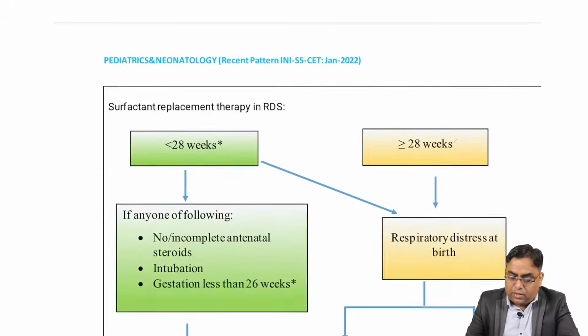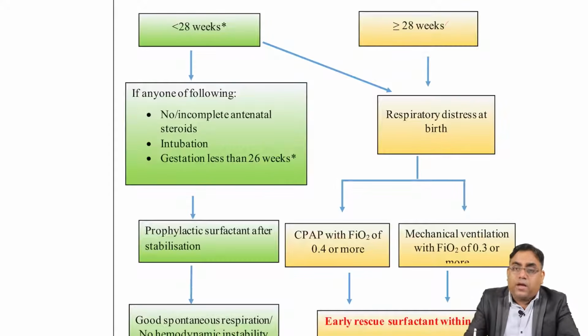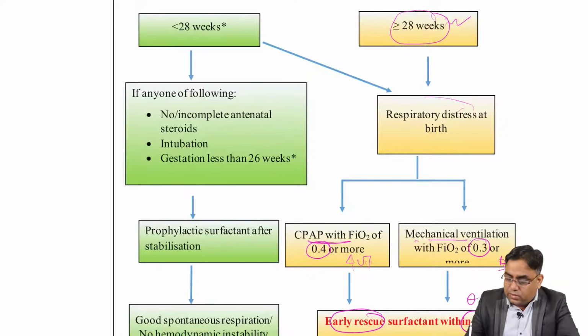Now coming to surfactant replacement therapy: if the gestational age is more than 28 weeks and there is respiratory distress at birth, and the requirement on CPAP is 40% FiO2, then early rescue surfactant within 2 hours is indicated. Or if the child is in respiratory distress and requires mechanical ventilation with FiO2 30%, so 40% and 30%, then you can give early rescue surfactant therapy. This is the question asked in previous AIIMS.